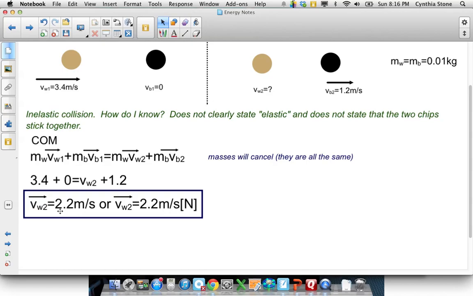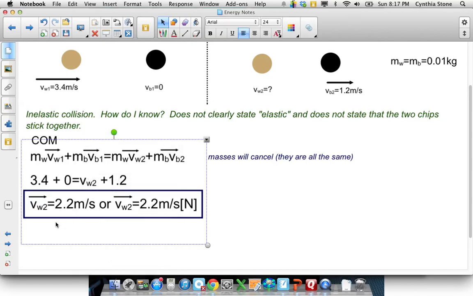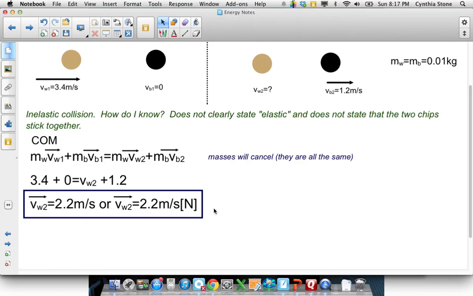So you can say the answer is just 2.2 as positive, so to speak, because we called north positive, or you could answer it just calling it north. And the number makes sense, certainly within the context of the problem. It slows down because it's given some of its momentum to the black one. That's what happened in that interaction. It still has momentum, but it gave some of it to the black one. So that's a simple inelastic collision equation. If you need to pause, please do, but I'm moving on.